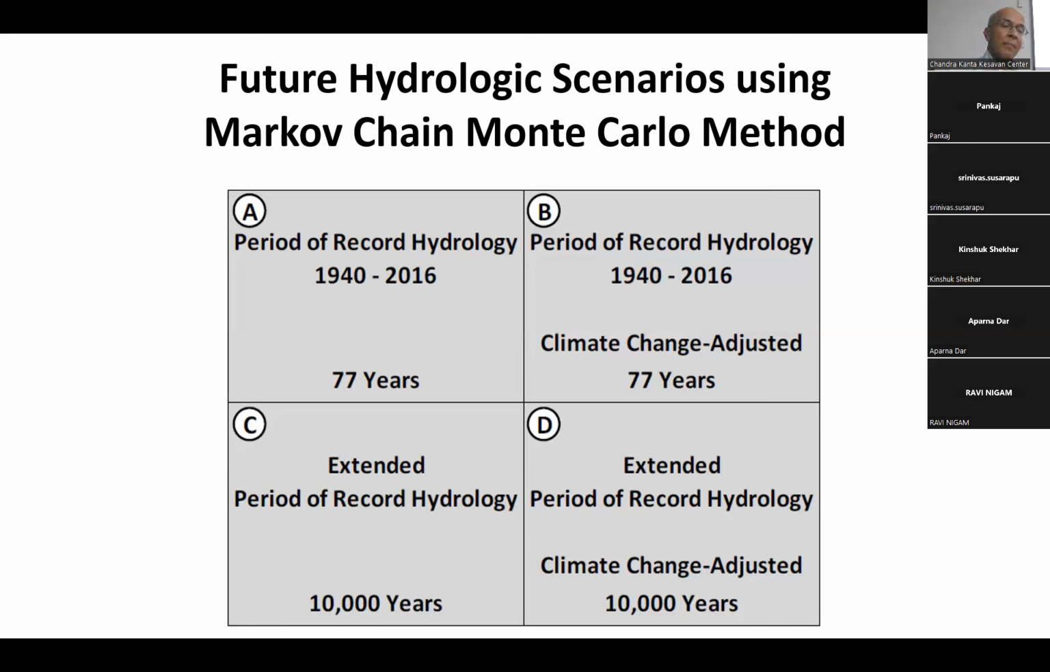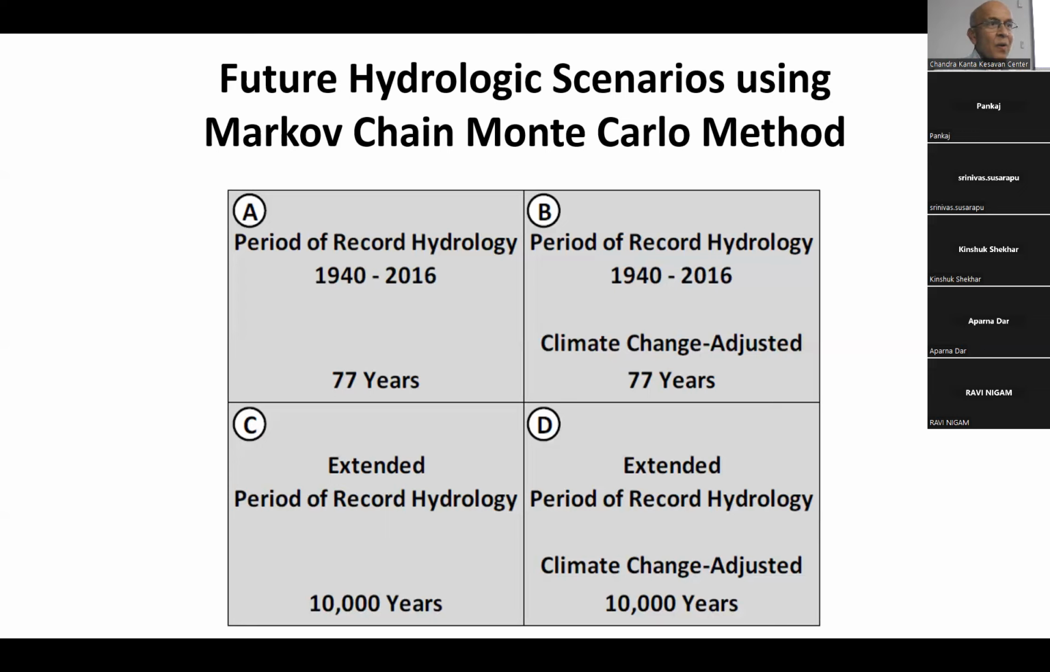And then at the bottom left, panel C, we took that 77 years of data and used the Markov chain Monte Carlo method to develop 10,000 years of data, because we knew that 77 years of data was not enough to give us these intense periods of extreme wet or extreme dry. There just wasn't enough time.